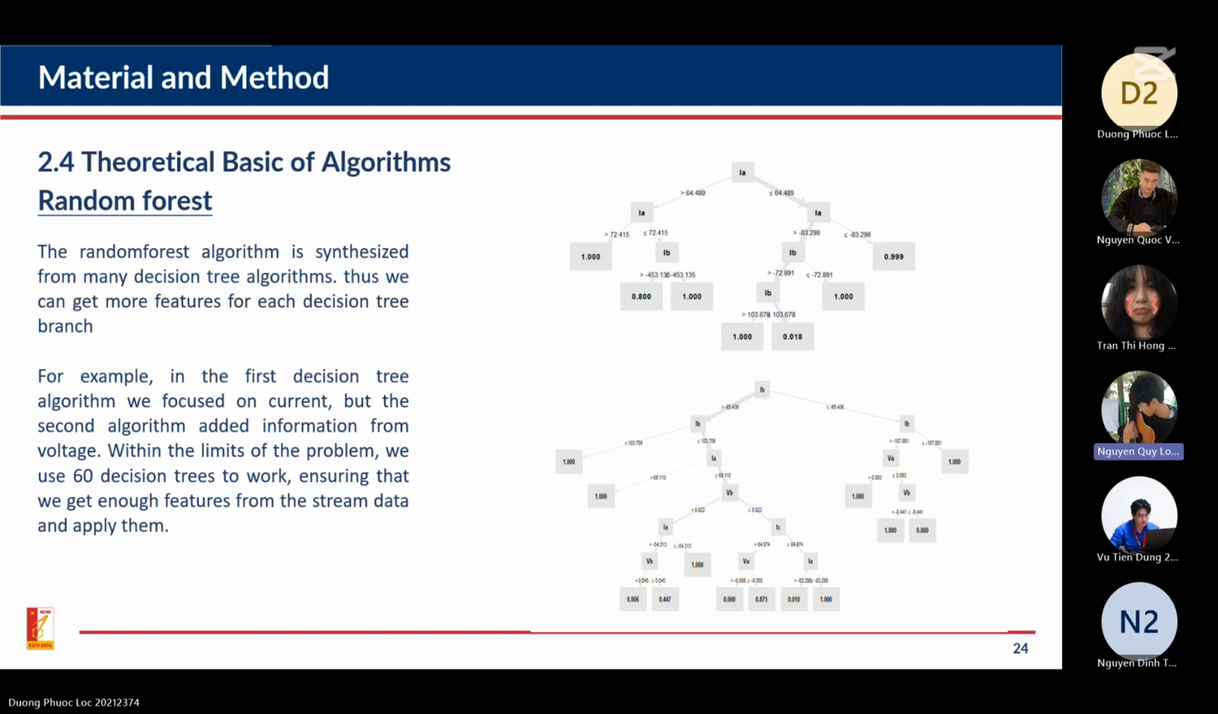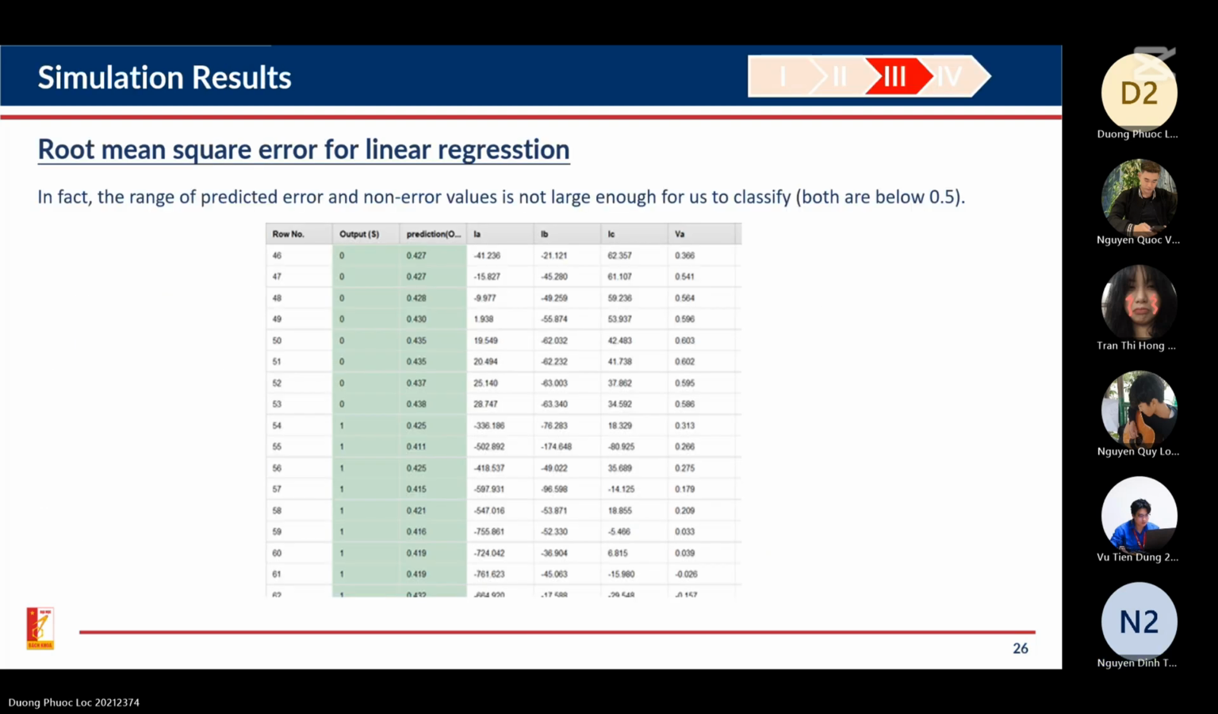Okay, I have a question for you. Why should the linear regression algorithm not use accuracy to check, but should use RMSE? To answer this question, we move on to slide 26. You can help me look at slide 26. Okay. The simulation results of linear regression.